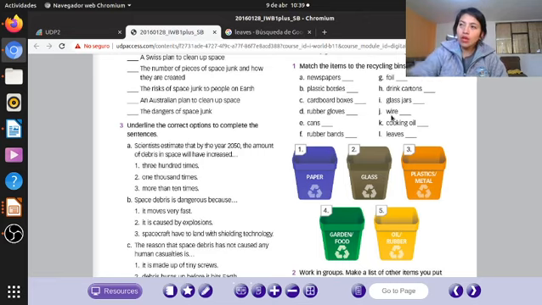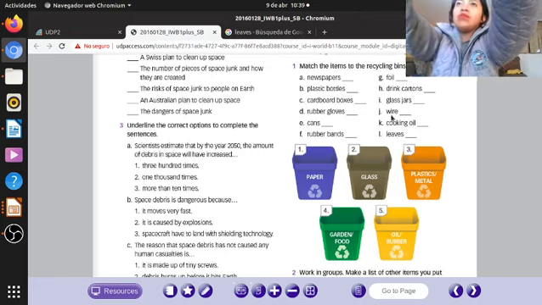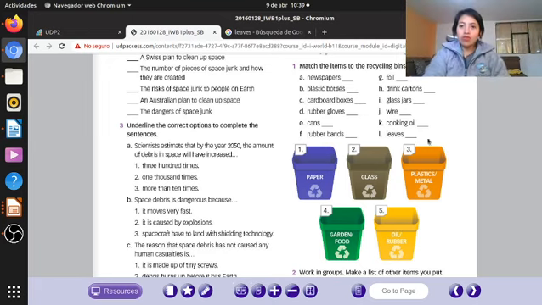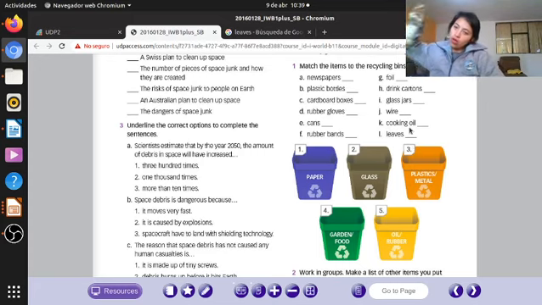Wire. Wire, do you remember? This is a wire, excuse me. Okay, we are going to throw this in metal, number 3, right? Cooking oil. This is cooking oil, right? This liquid is cooking oil. Where? In bin number 5. Very good. And also we have leaves. Do you remember? We are going to throw this in garden food. Very good.